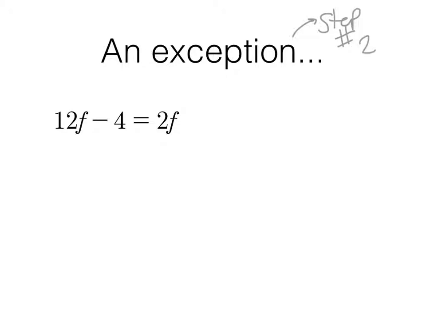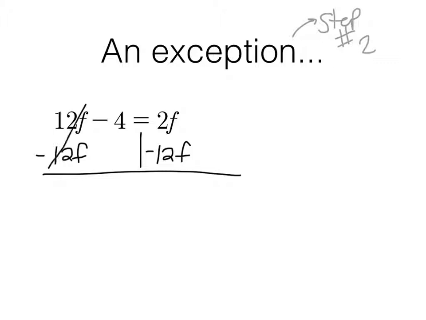Instead, what I should be doing here is actually subtracting the 12f, because I can't subtract the 2f, I gotta subtract one of them, subtract the 12f. So in reality, it doesn't matter which one you use, whether it's the larger or the smaller value, but if you use my method, you will have to worry about negatives less often and have less trouble dealing with them. So when I subtract 12f from each side, I end up with negative 4 equals negative 10f.